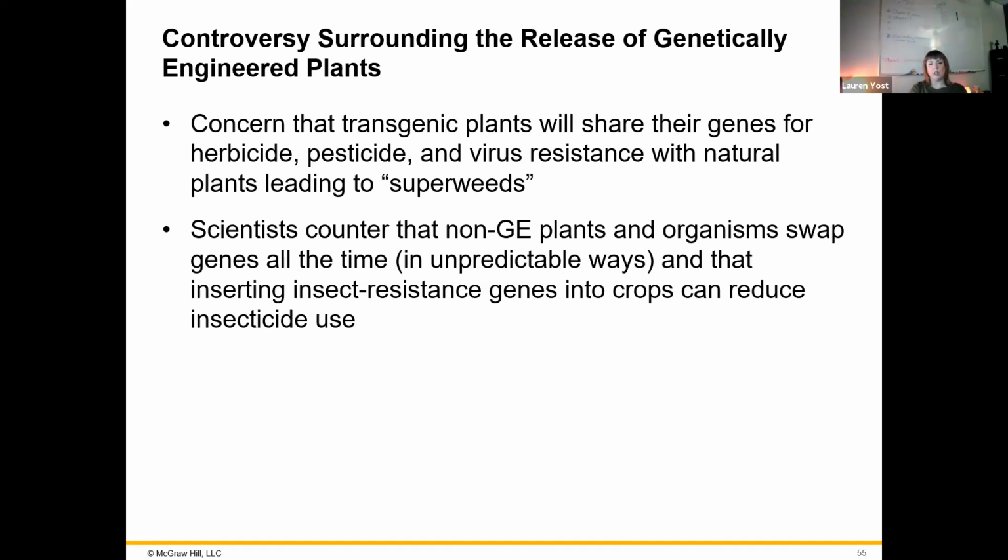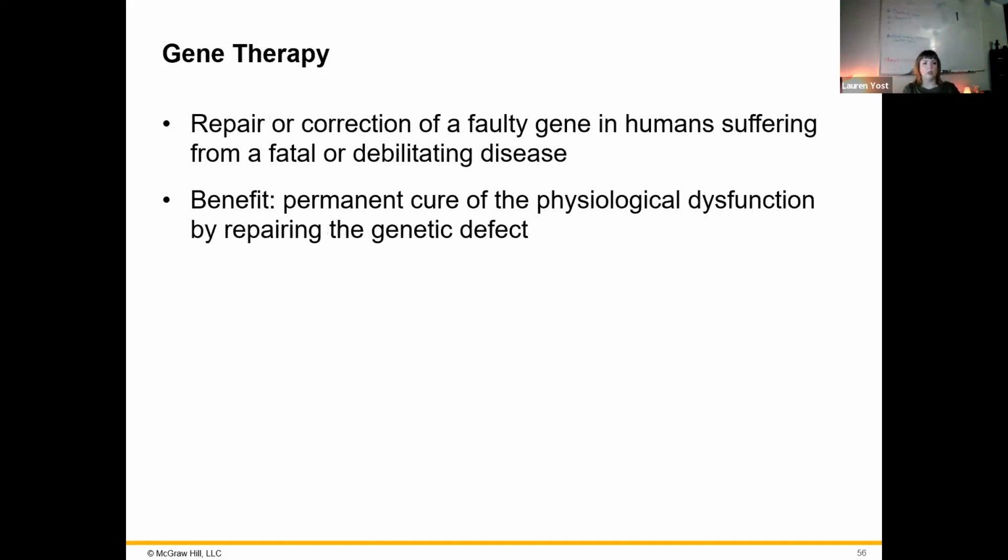As far as genetically engineered plants go, we have plants that are resistant to herbicides and pesticides, and resistant to certain viruses. Now, they can lead to super weeds that can't be killed by anything. You might think that's great for a crop, but what happens if the genes get swapped to non-genetically engineered plants, passing on the resistance and causing problems in the ecosystem as a result? There's a problem with that.